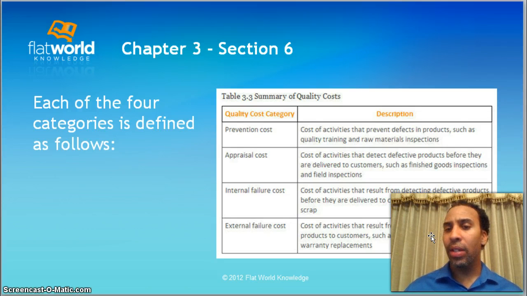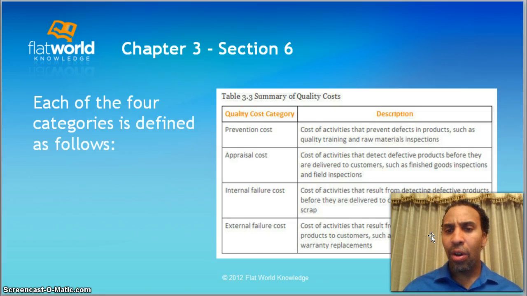Appraisal cost is a cost of activities that detect defective products before they are delivered to customers, such as finished goods inspections and field inspections. Well, it is still a loss because we finished a good, we inspected it, we scrapped it, and it's still a cost to us even though it didn't hit the floor, and it saves a bad reputation in the marketplace.